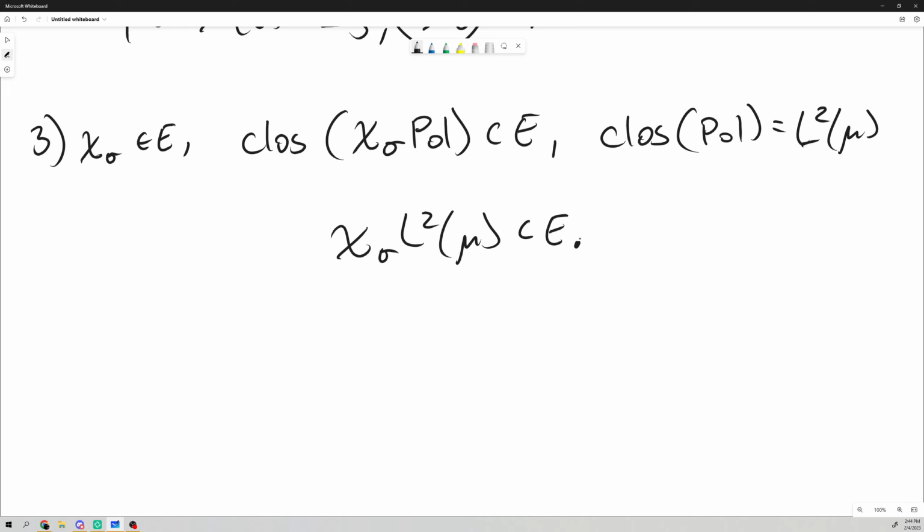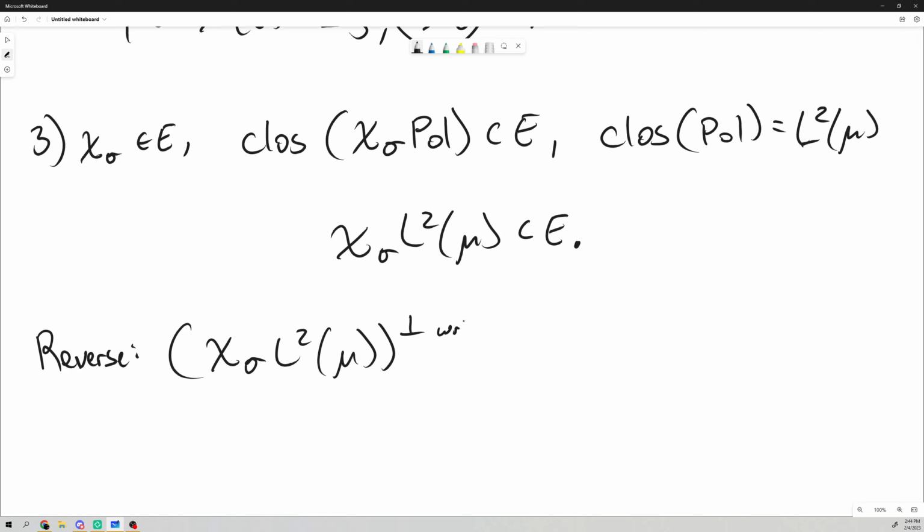We need to get the reverse inclusion. To do that, we can just verify that the orthogonal complement of chi applied to L2 is 0. The reverse inclusion is equivalent to verifying that this orthogonal complement in E, with respect to E, is equal to this.